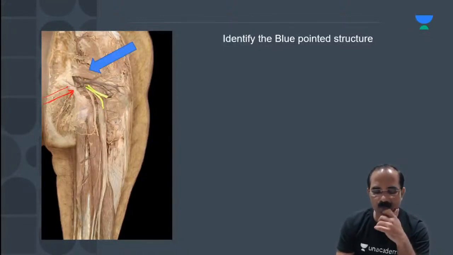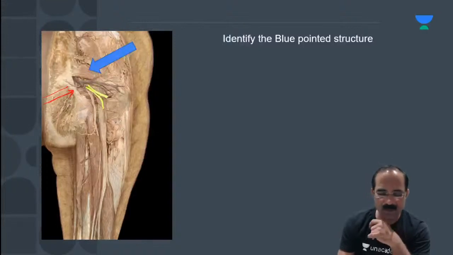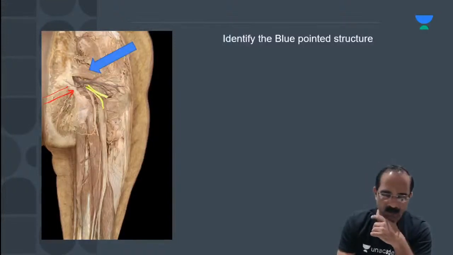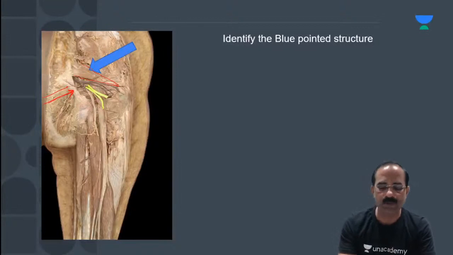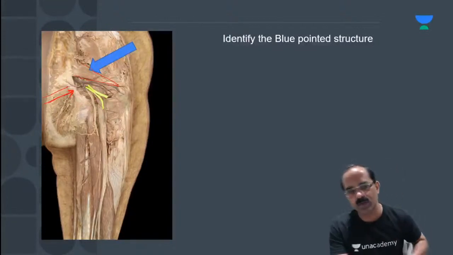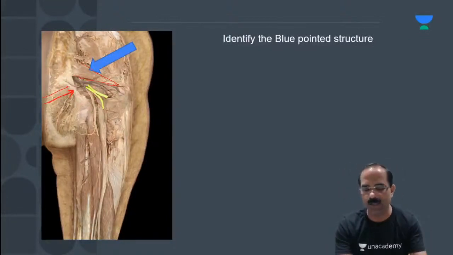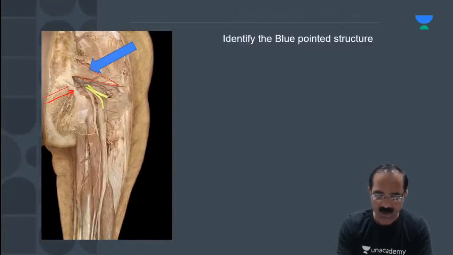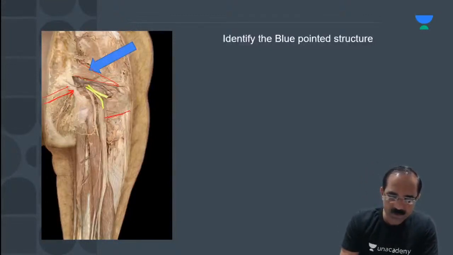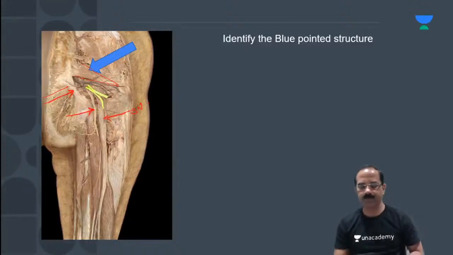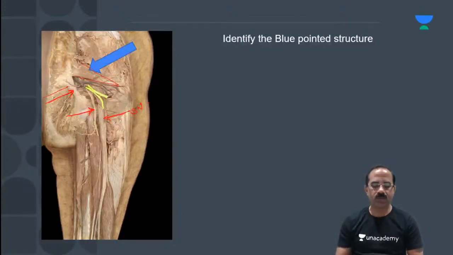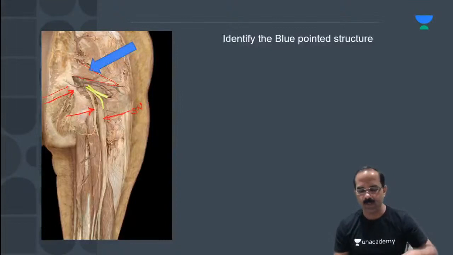What is this pointed structure? This is a muscle. Piriformis. Very good. This muscle is the piriformis, and it is known as the key muscle of the gluteal region. That's the piriformis. What is this nerve? That's the sciatic nerve. What is this nerve? Can anyone identify this nerve for me? Students, what is that nerve?